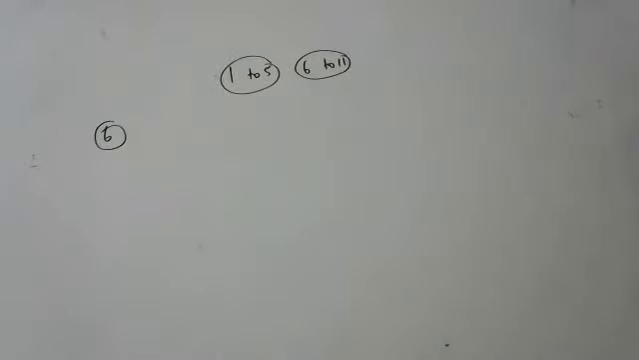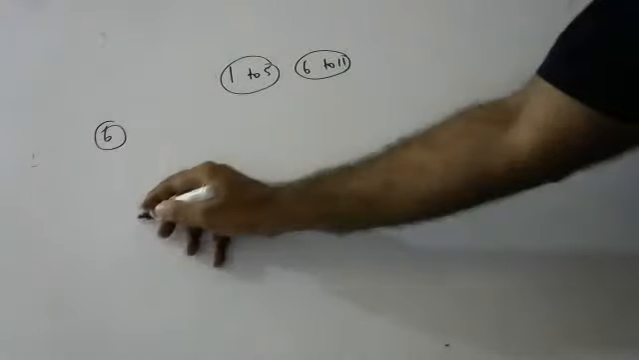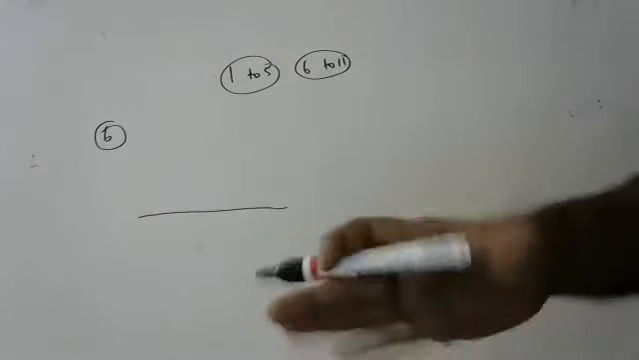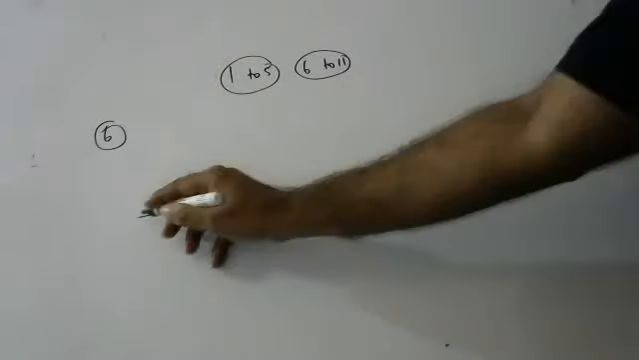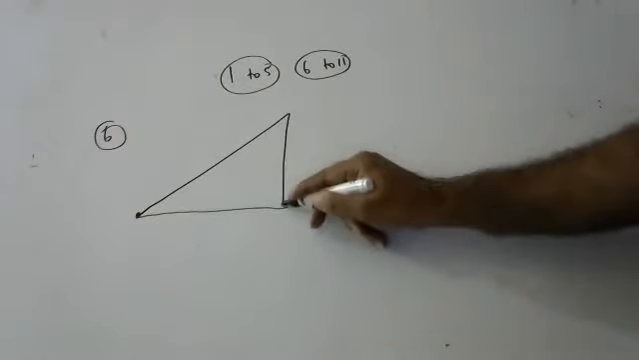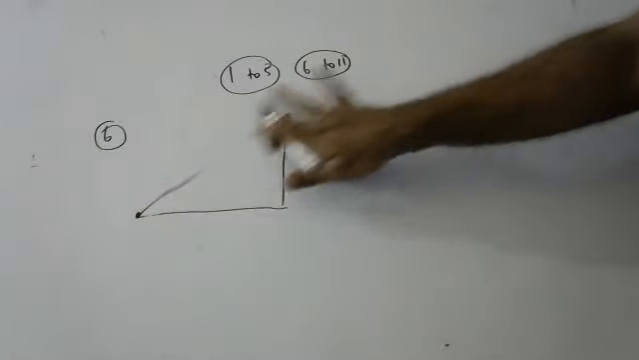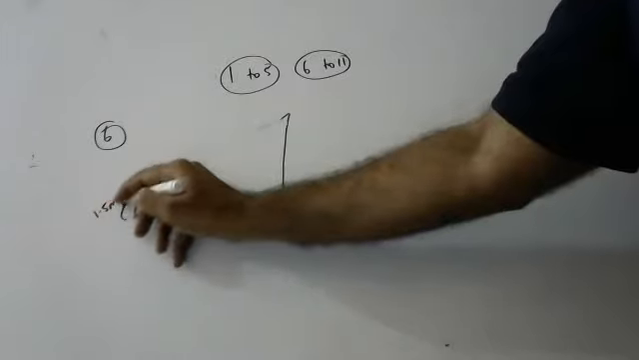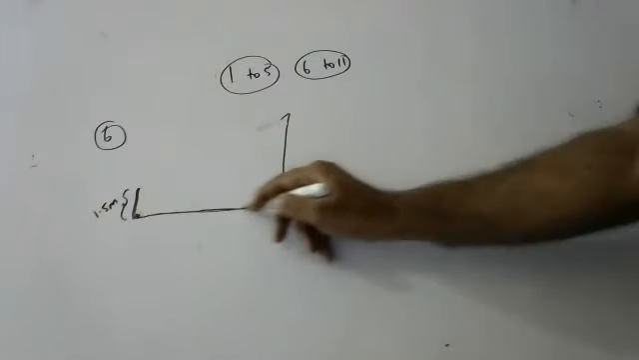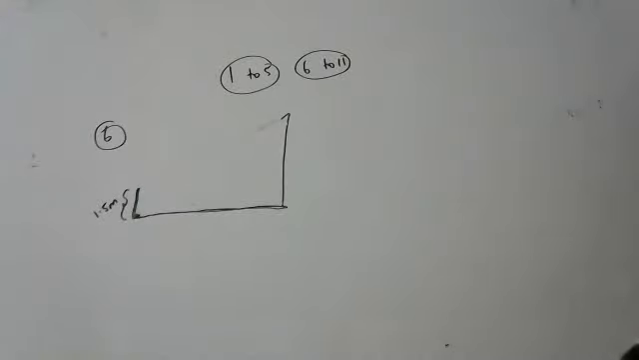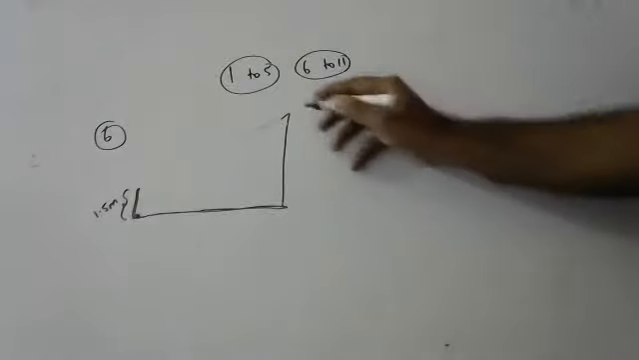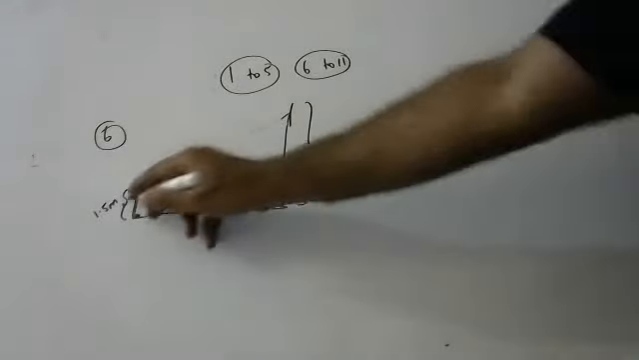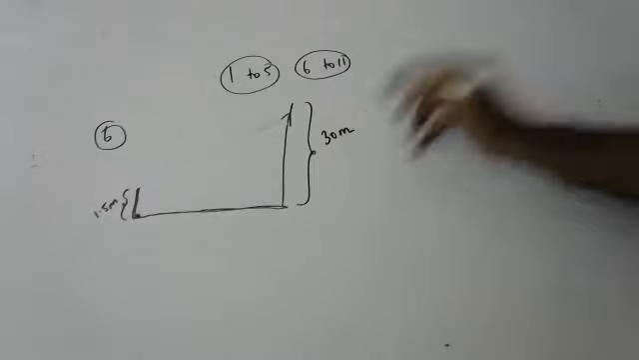Exercise 9.1, sixth sum. A 1.5-meter tall boy. Children, till now in any sums they were not giving the height of a person. Directly we were taking from the ground as an angle of elevation. Now they have told a 1.5-meter tall boy, which means we have to take this as 1.5 meter. The boy is this much. Now, a 1.5-meter tall boy is standing at some distance from a 30-meter tall building. He is seeing a 30-meter tall building, children.